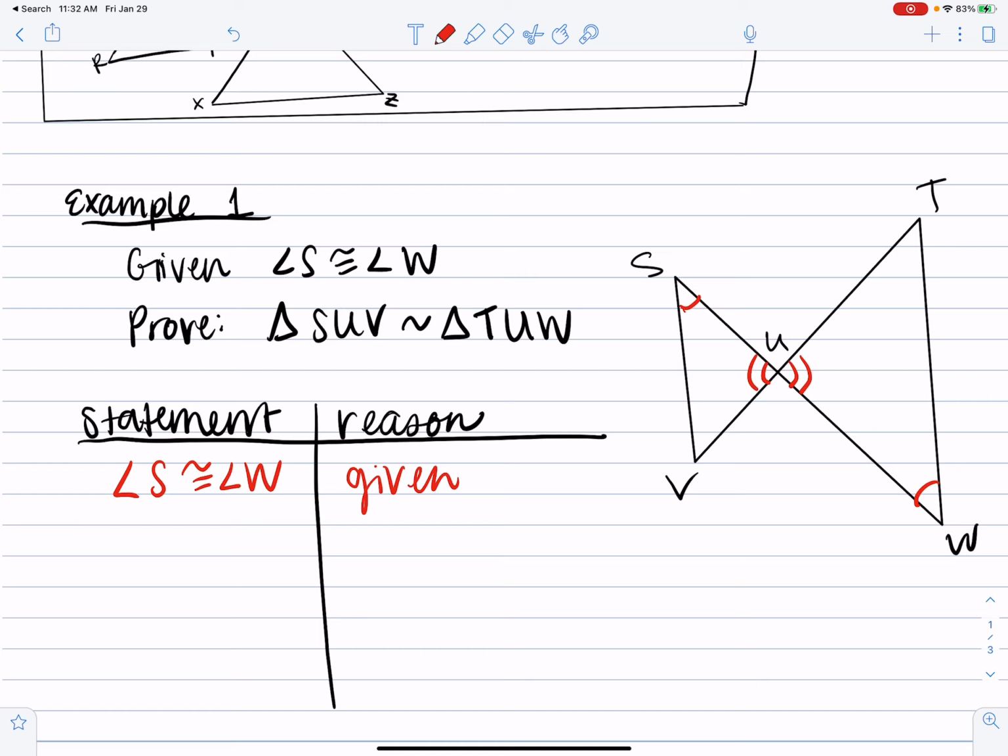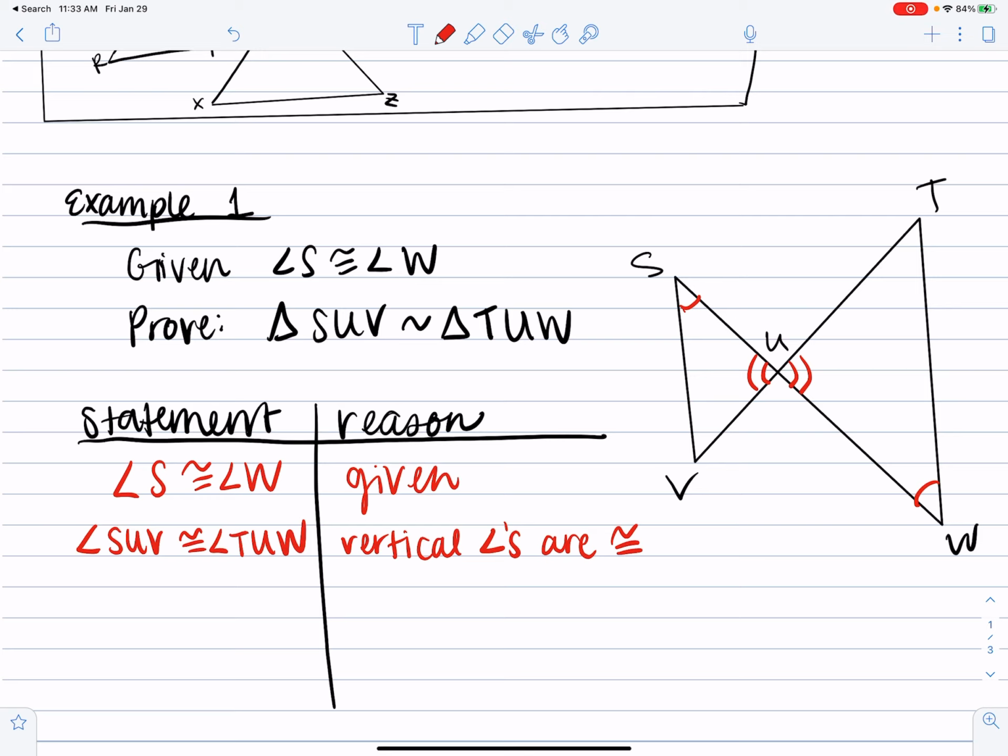So that's going to be angle SUV congruent. Oh, remember these have to be congruent angles. Congruent to TUW. Order matters. I'm looking at this order up here. Okay, and that's by the theorem that vertical angles are congruent. You can write shorthand, but you need to write the sentence out.